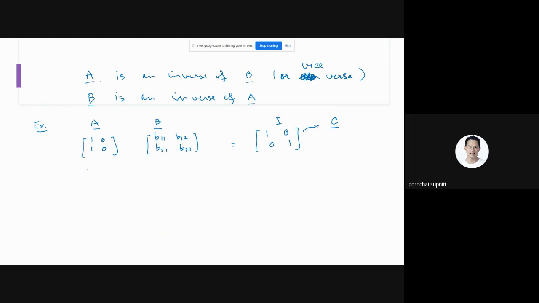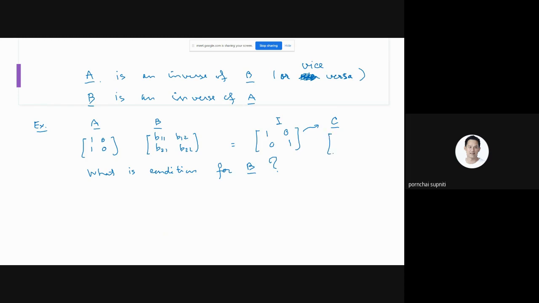So the question is: what is the condition for B? Which means, what are the values of B11, B12, B21, and B22? What can they be or what can they not be?